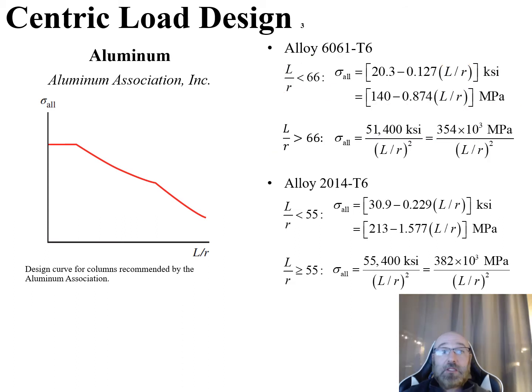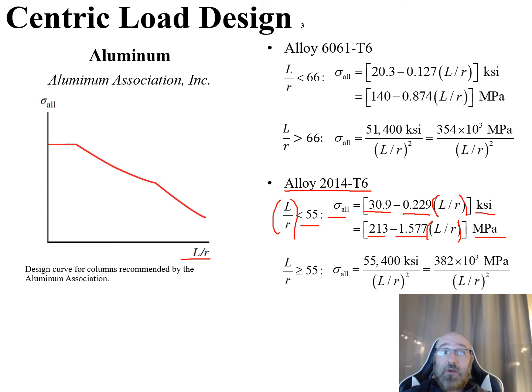So now let's take a look at our other material, our alloy 2014 T6. For this one here, slightly different. If we're looking at our slenderness ratio, our L over r, if this is going to be less than 55, then our allowable stress is given to us as the relationship shown here for both ksi and MPa, depending on which units we're using. So if we're in ksi, it's going to be 30.9 minus 0.229 times that slenderness ratio. And for MPa, it's 213 minus 1.577 times that slenderness ratio, L over r.